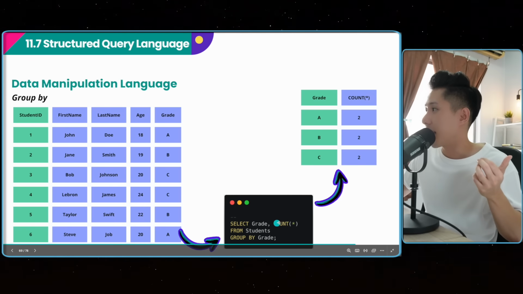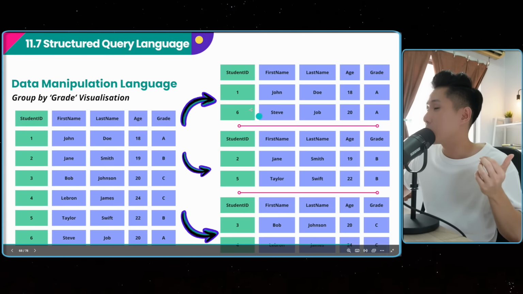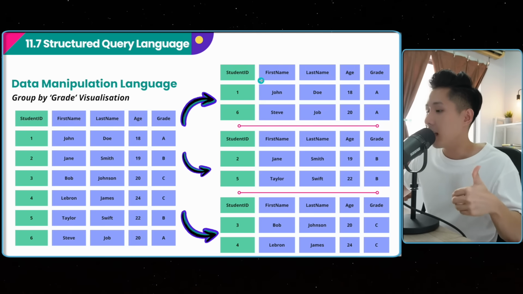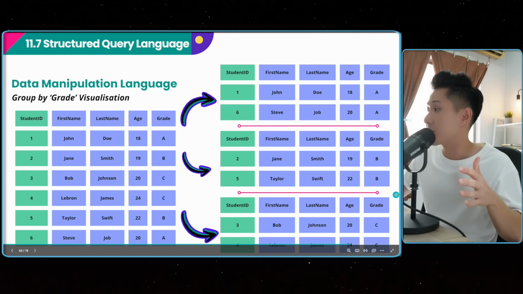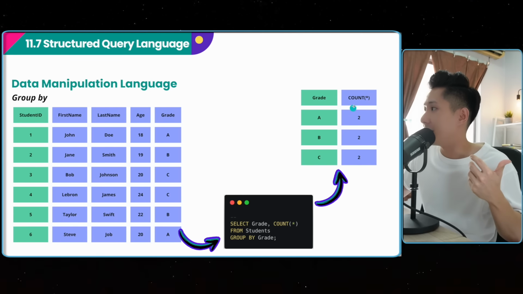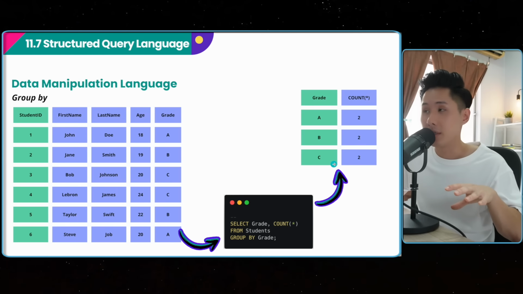Select grade and then count everything from student and you group by grade. Meaning the DBMS will first group the data from this table and then apply the count function to each subtable that has been created. So hopefully that's a way to help you understand group by. And then the table that will be produced is this. Count, they will see that A grade got 2 people, B 2, C 2. So that's essentially what a group by function does.